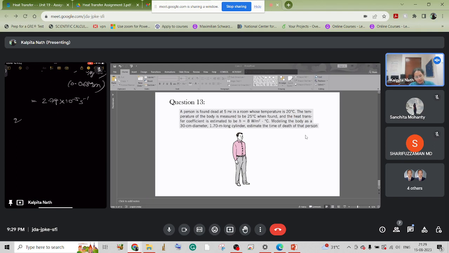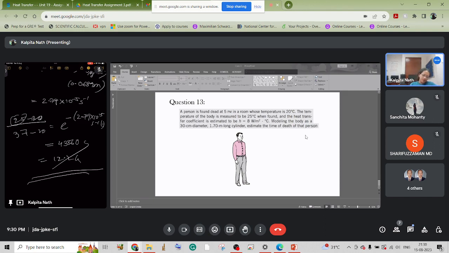If we put it in the main equation, this is 25 minus 20, where 20 is the ambient temperature and 25 is the final temperature of the body, and initial is 37 minus 20, equals e to the power minus 2.79 into 10 to the power minus 5 second inverse times t. This gives 43860 seconds, which is approximately 12.2 hours. So this is a rough estimate of the time.